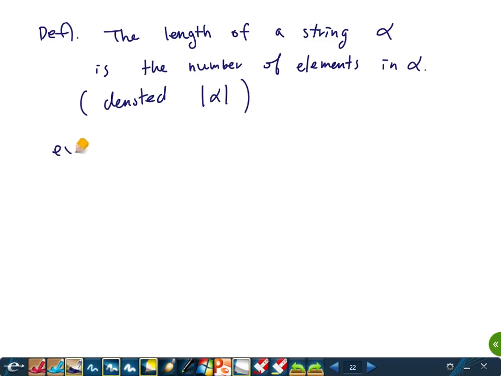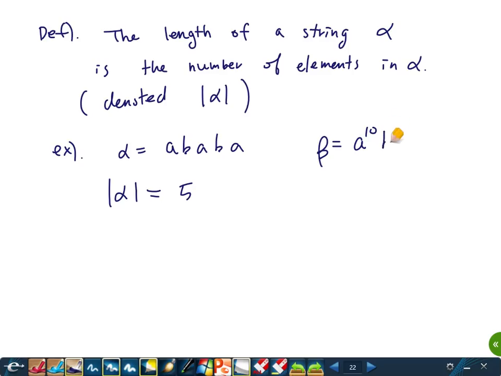So for example, alpha equals A, B, A, B, A, then what is the length of this? You just count the number of letters there. 1, 2, 3, 4, 5. The length is 5. And beta equals A to the 10, B to the 20, C to the 30. What is the length of beta? Let's just add them all. 10 plus 20 plus 30, which is 60. Okay?